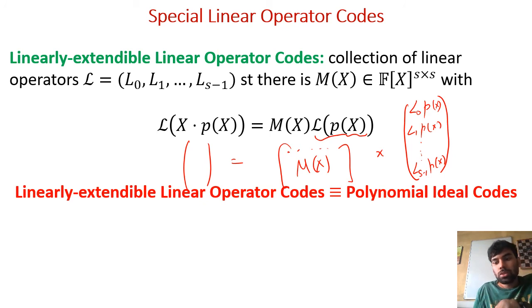And what we show in this paper is that linearly extendable codes defined this way are just the same as polynomial ideal codes. So let's see this definition in action to get a little bit more of an idea. Essentially this definition is saying that you give me this vector of L applied to P, I can multiply with the matrix Mx and give you the vector that you would obtain if you applied L to X times P.